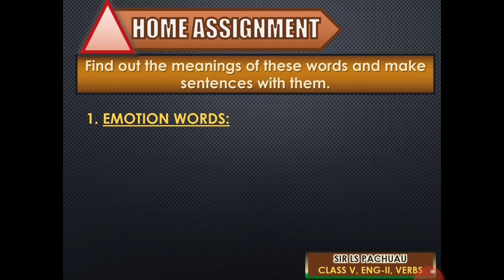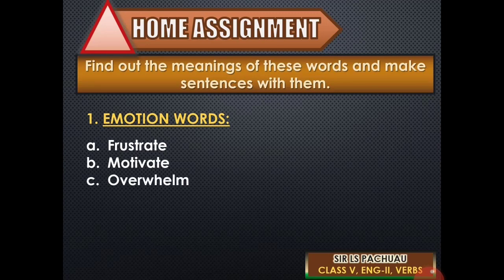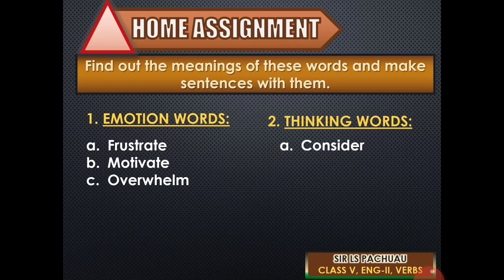Emotion words: frustrate, motivate, overwhelm. Find out the meanings. You don't have to write down the meanings, just try to understand the meanings and make sentences. Alright. And number 2, thinking words like consider, contemplate, wonder. So here also find out the meanings first, try to understand it, and then make sentences with them.